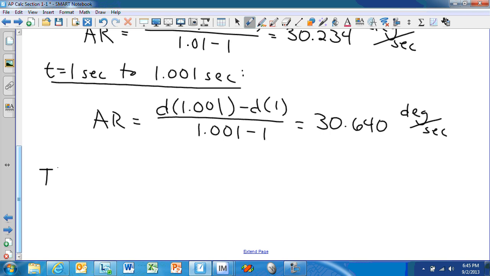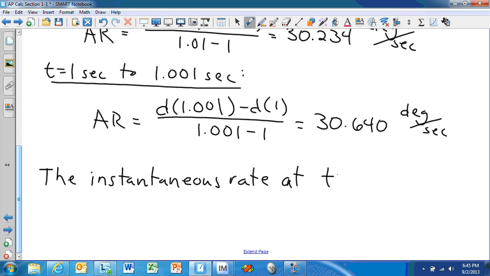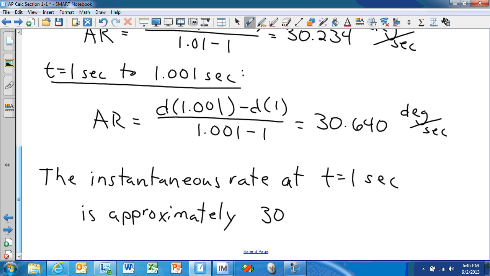And we'd say that the instantaneous rate at t equals 1 second is approximately, remember again, we're approximating this, so it's not exactly this value. We know that there's going to be an error here, but it's approximately 30.640 degrees per second. We generally take the last calculation that we made and we use it to make our approximation for what we think the instantaneous rate is. Okay.